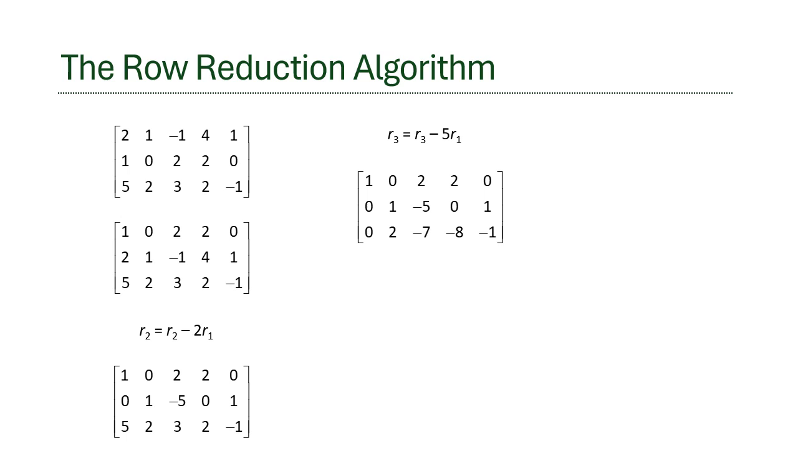So now we move to the next column with a pivot. Right? That would be column 2. I'm going to ignore column 1. Right? We're never going to go up. I'm always going to be going down. So I'm going to use that 1 in the 2, 2 position to eliminate the 2 that's below it.